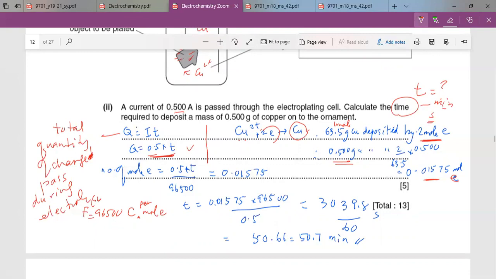I put simple maths for you now, okay? 96500 coulombs is equivalent to 1 mole of electrons. This is your variable here. So 0.5 T coulombs, how many moles of electrons? 1 over this times that. So it's 0.5 T over 96500. This is the number of moles of electrons required to deposit how much?